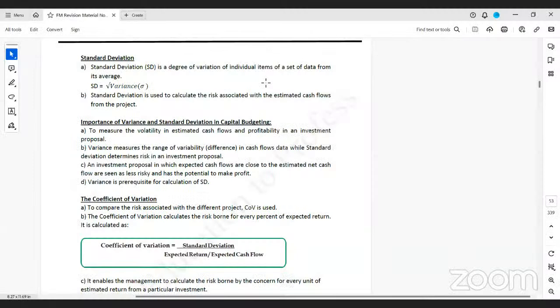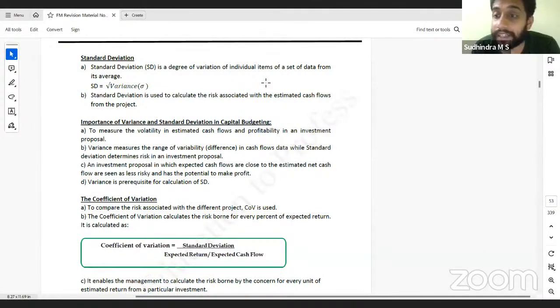We were discussing coefficient of variation. What is the formula for coefficient of variation? Standard deviation by arithmetic mean into 100. That is what we learned in foundation. But here, instead of arithmetic mean, since we are using expected value, it will be standard deviation by expected value into 100. Expected net cash flow into 100. Is that clear? Clear, sir.